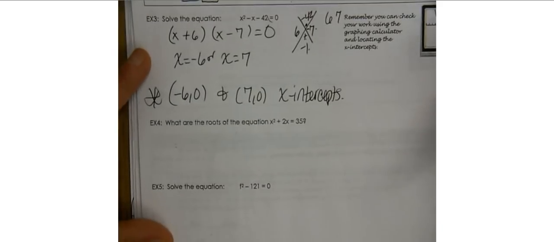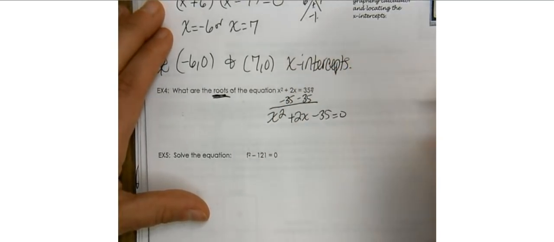All right. So looking at example number 4, we want to figure out what are the roots of the equation. So the roots of the equation is the same as finding the x-intercepts, which is the same as finding a 0. What we need to do first is change this equation so that it's equal to 0. So I'm going to start off by subtracting 35 on both sides. And now I end up with x squared plus 2x minus 35 equals 0. So now we're going to factor this equation and identify what our roots are.